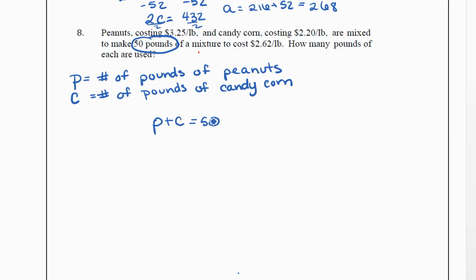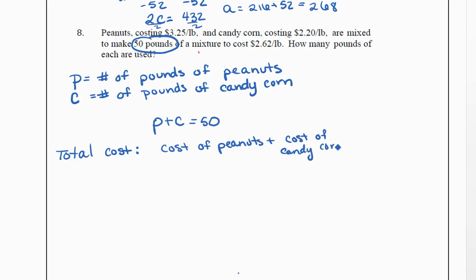Now, let's talk about the cost. And we can write an equation that talks about the total cost. So the total cost here is going to be the cost of peanuts total plus the total cost of candy corn will equal the total cost of 50 pounds.